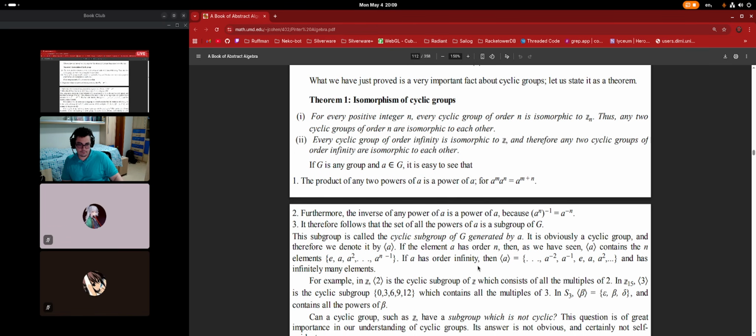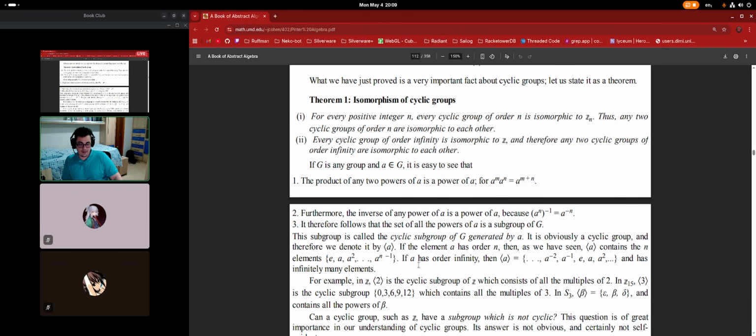And then of course, intuition is not enough, so we have to state more stuff. If G is any group and A is contained in G, it is easy to see that the product of any two powers of A is a power of A, of course. Furthermore, the inverse of any power of A is a power of A. It therefore follows that the set of all the powers of A is a subgroup of G. This subgroup is called the cyclic subgroup of G generated by A. It is obviously a cyclic group, and therefore we denote it by cyclic of A.